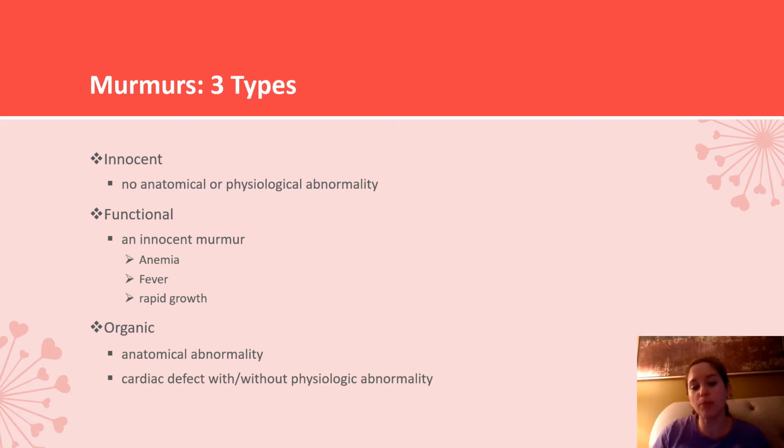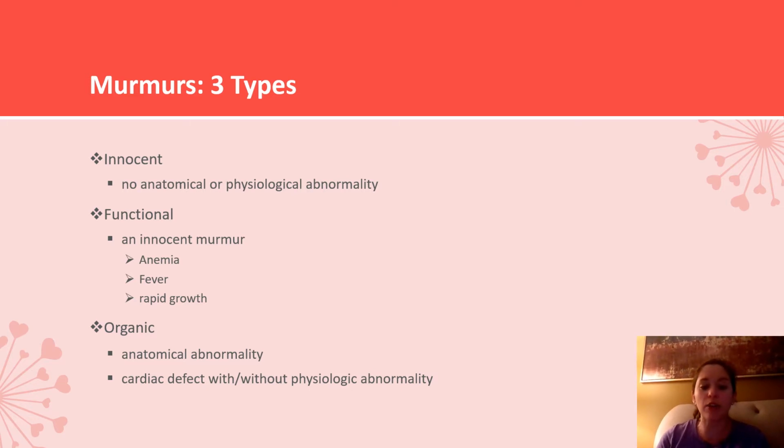So with these functional murmurs, if we fix the problem, the functional murmur should go away. So what do we do for anemia patients? We give them blood. And if we give them blood and return their hemoglobin back to normal, then that means their murmur should go away. If we correct a fever, the murmur should go away. If we allow blood volume over the course of a few months to catch up with rapid growth spurts, then the murmur should go away. If we fix the underlying issue and the murmur still doesn't go away, then that is a red flag that maybe we've missed something and something else is wrong.